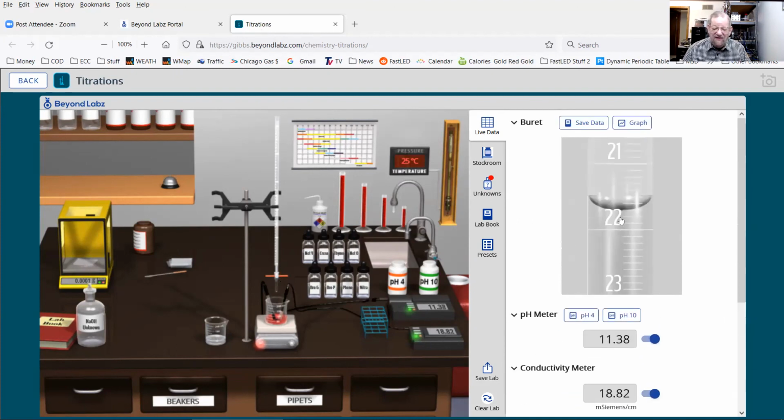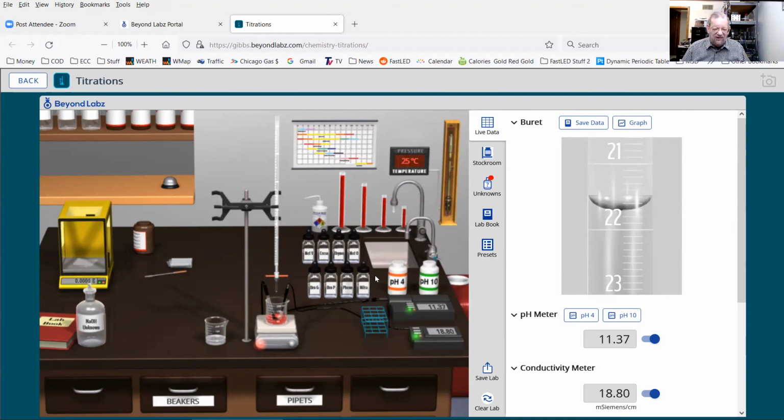Now, the initial volume was 0.00. Each one of these lines is 2/10. The larger line is 1 milliliter. So that would be 1, 2, 3, 4, 5, 6, 7. And that would be 21.7. It's right on the line. So that's your final volume. The initial one was 0.00. They have it set up for that. And you're done with this.